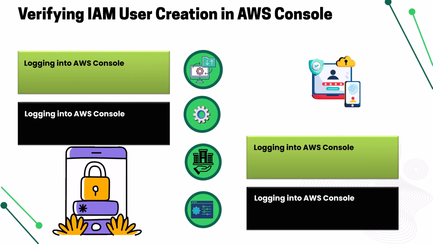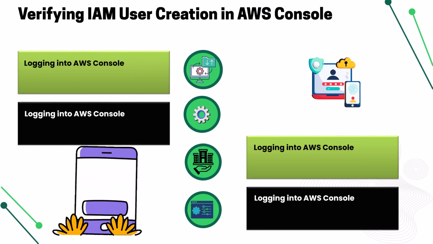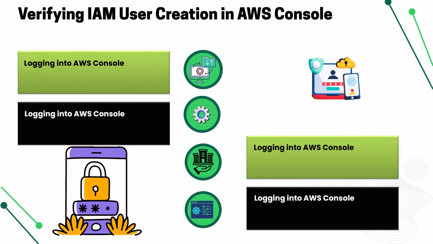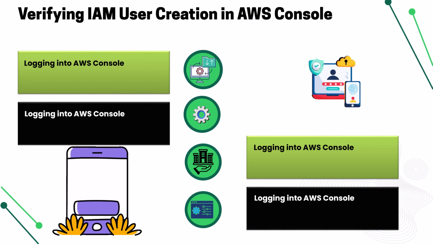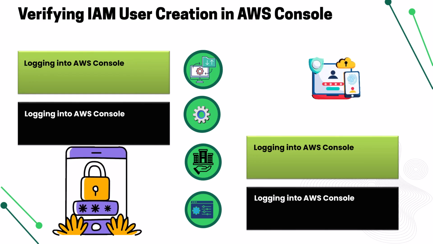Creating IAM users is one thing, verifying them is another. First, log into the AWS console, easy peasy. Then head to IAM and find the new user. Look at the details and ensure permissions are just right. Because trust me, misconfigured access permissions can cause chaos.